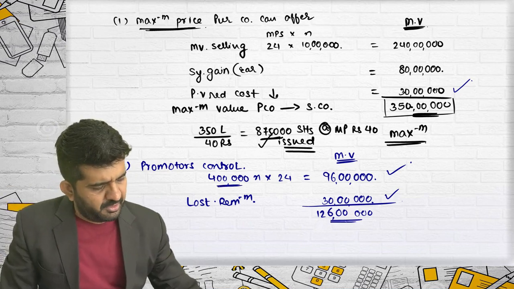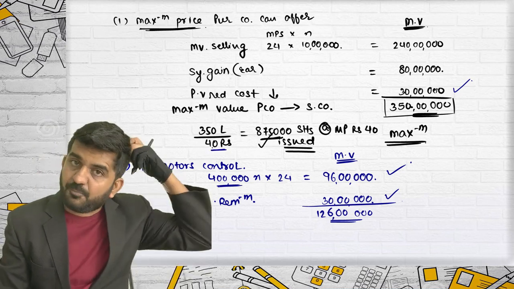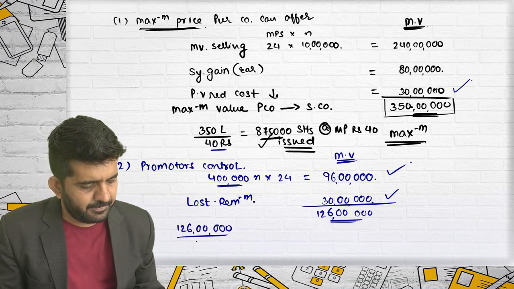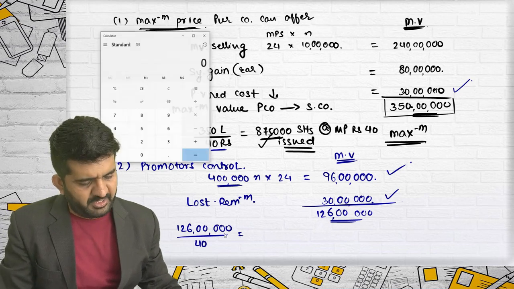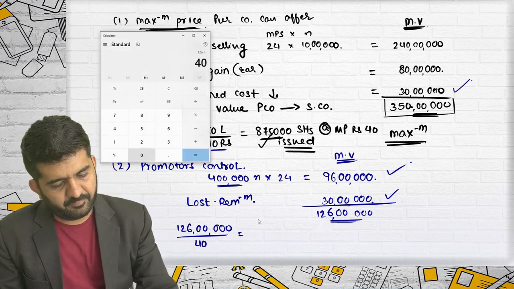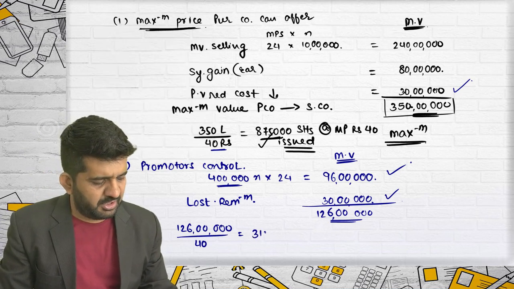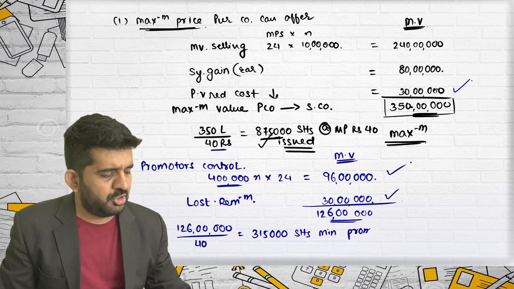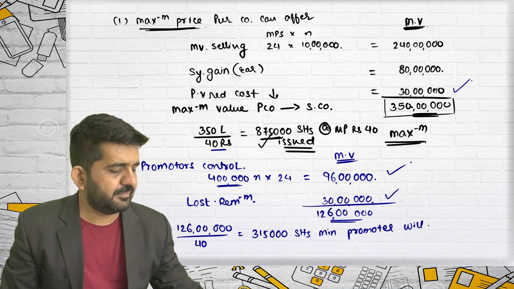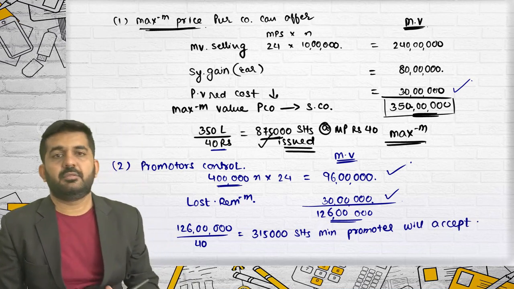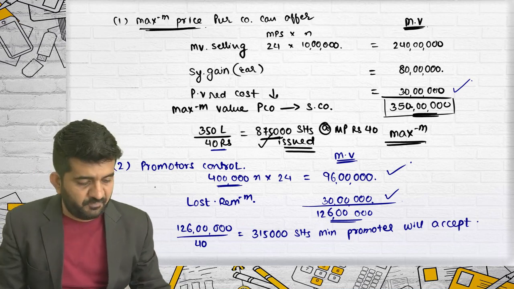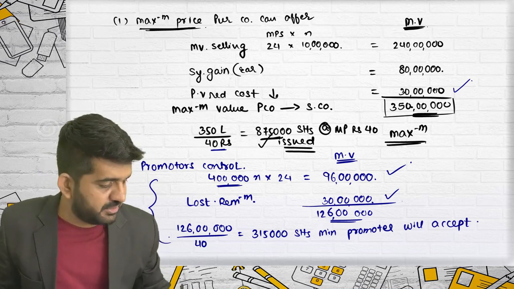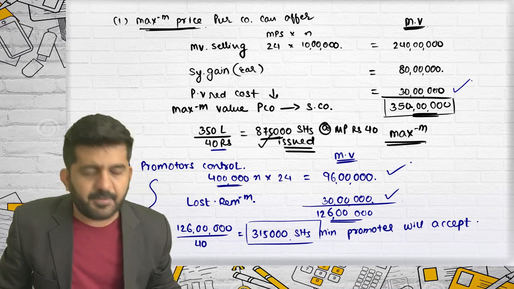How many number of shares should be issued? 1 share of the purchasing company is worth rupees 40. 1 crore 26 lakhs divided by 40, that is 126 lakhs divided by 40. It is 3,15,000. 3,15,000 shares minimum promoters will accept. This is from the point of view of the selling company. No, from the point of view of selling company's promoters, these are the number of shares promoters want.